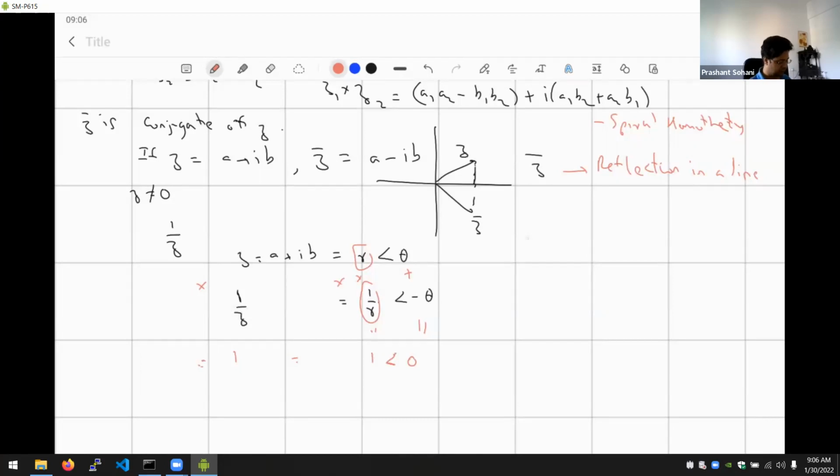In the 2D plane, how will we denote this? For example, if this is my unit vector, so this is my point 1 comma 0, and let's say z is somewhere over here, which means this length is r and this angle is theta, then 1 by z will be somewhere around here probably.